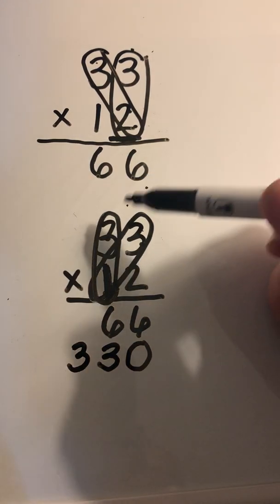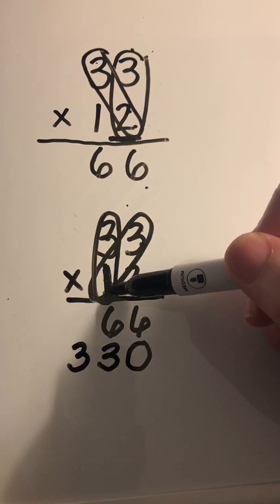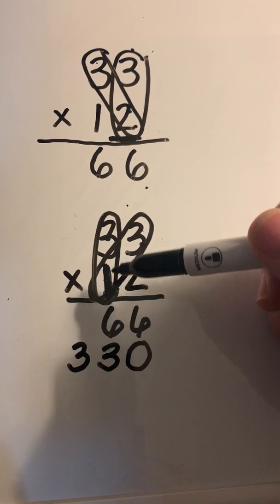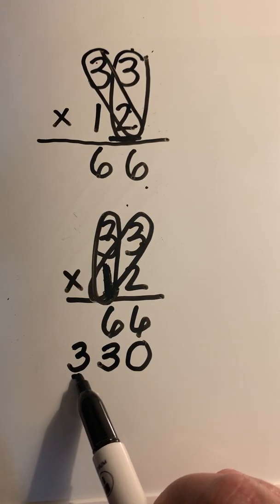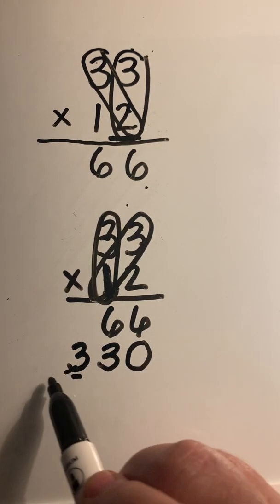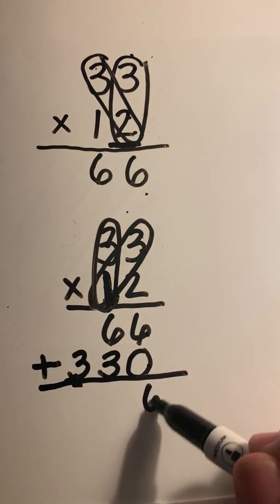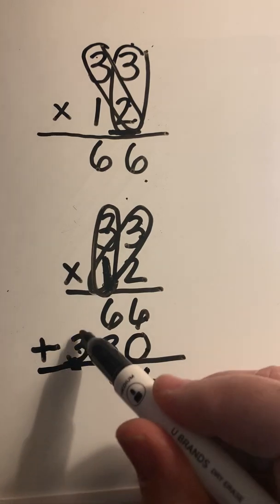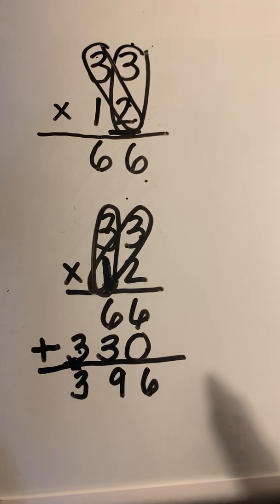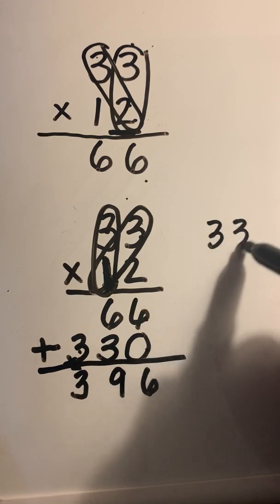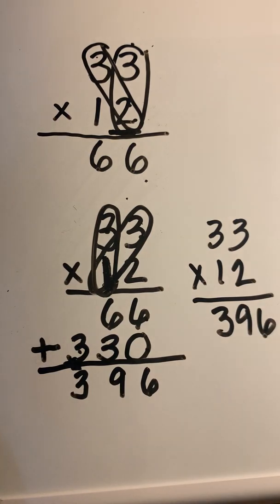And again, this isn't really 1 and this isn't really 3. This is 10 and 3 tens. So 10 times 30 is really 300. So that's why that guy's over there in the 300s column. And then you draw a line and you add these up. 6 plus 0 is 6. 6 plus 3 is 9. And you just bring down the 3 if there's nothing else to add to it. So the answer to 33 times 12 is 396.